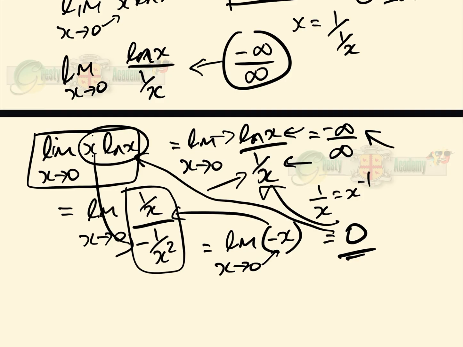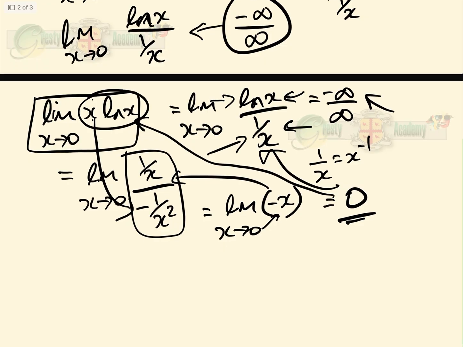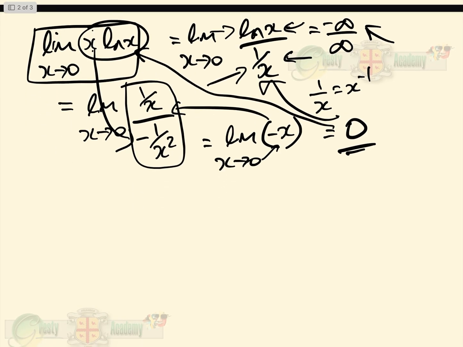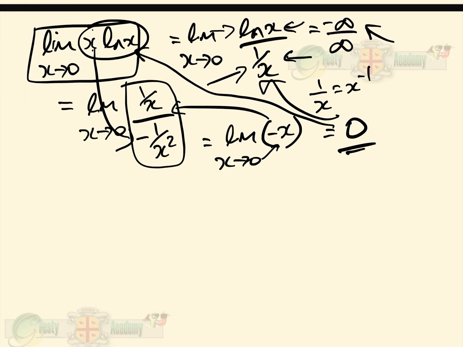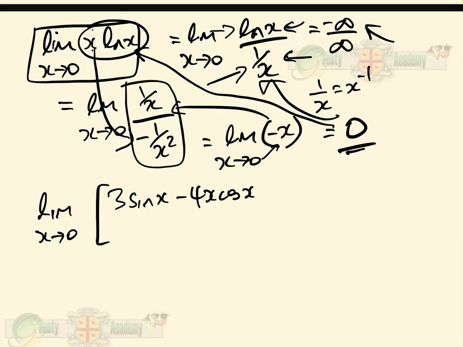Okay, now one other thing before we move on to answering questions, sometimes you have to differentiate more than once. And I'll just give an example here. It is a little bit complicated for an introduction perhaps, but anyway, let's have a look. So we've got the limit as x approaches 0 of 3 sine x minus 4x cos x add x over x cubed. Now let's have a look at this.